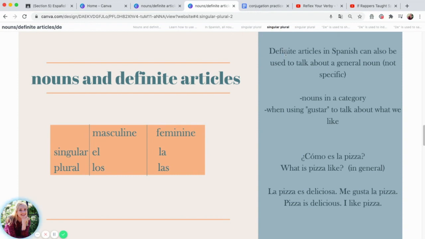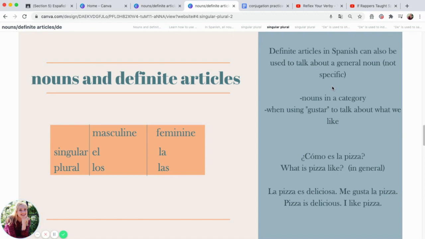So definite articles in Spanish can be used to talk about a general noun or a specific noun. And it's really important that we focus right now, because this is something that can be sort of tricky, because this is where it gets a lot different than what we do in English. So what do we mean by a specific noun?